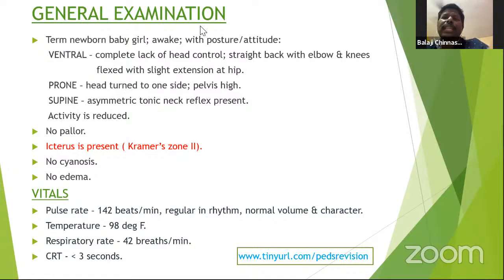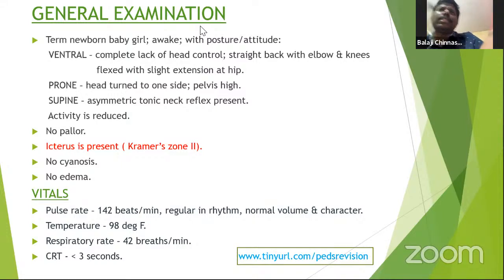So the baby is awake and not moving much. Usually that will be half an hour to 1 hour after feeding. Then you talk about the posture. I think for UG level, just saying what the posture is is enough, rather than going too much into details like complete lack of head control. Usually we don't expect head control. You just say all four limbs are actively flexed.